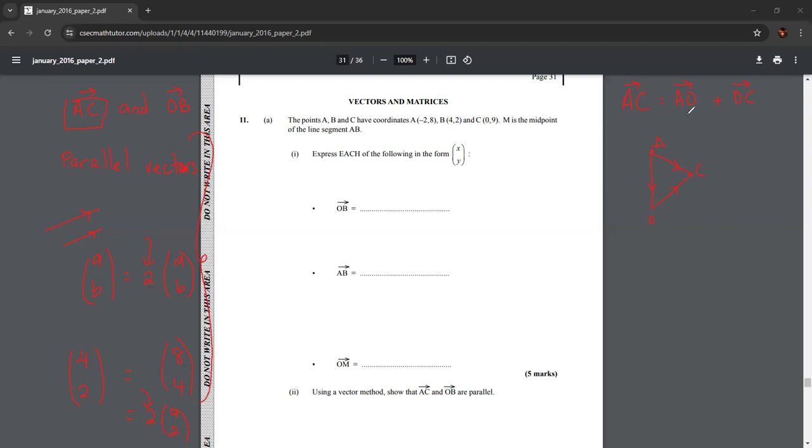Now, AO, remember we know OA was negative 2, 8. We knew that OB was 4, 2. And we know that OC was 0, 9.